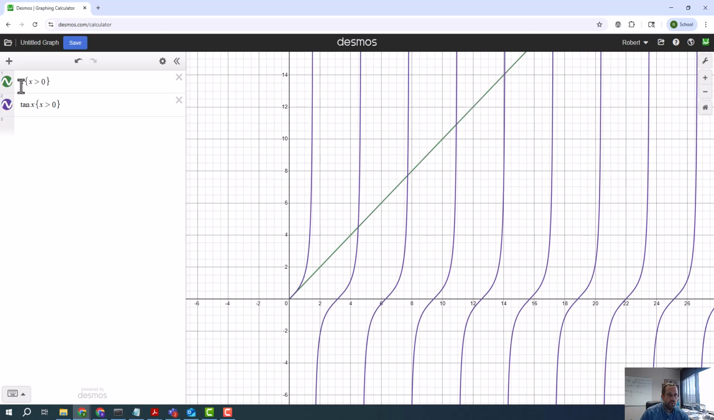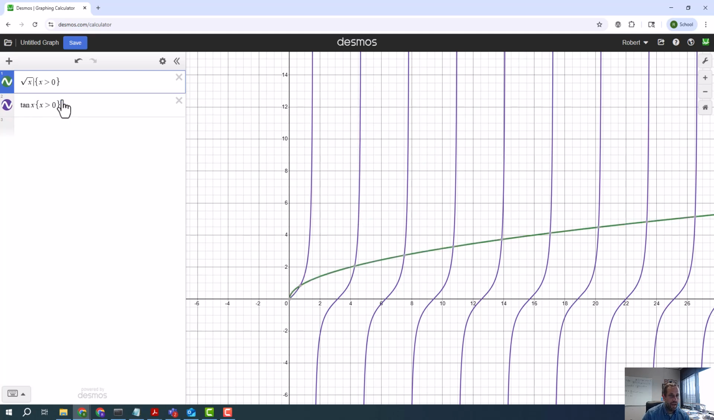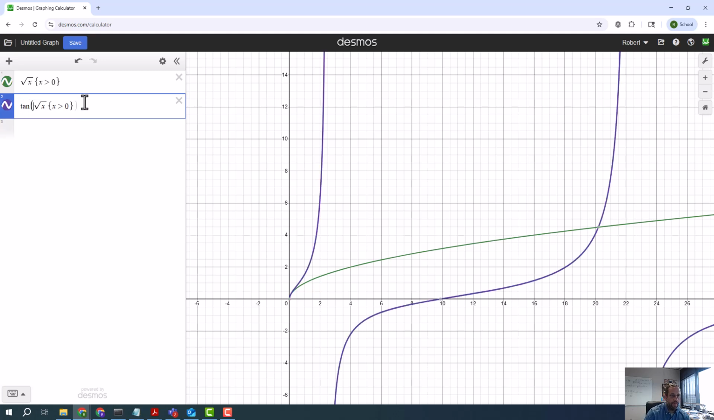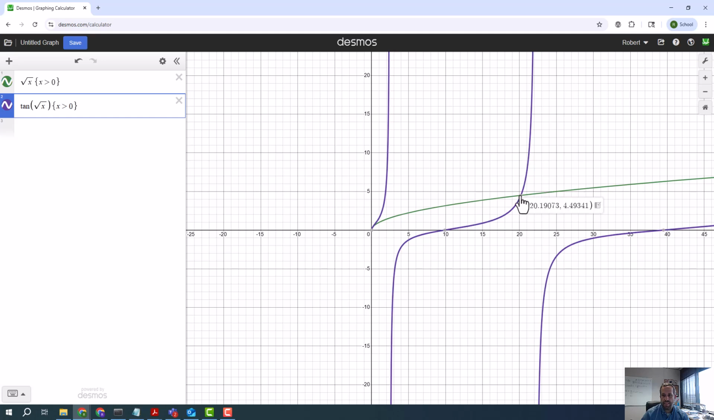And if you want to do it directly, I could do square root of x here, and then here I could have square root of x. And that's also going to give me, wait, why is that giving me a problem? Oh, like this. Okay, and so again, this intersection is the exact 20.190, that is the eigenvalue. You don't have to square it to get the eigenvalue.